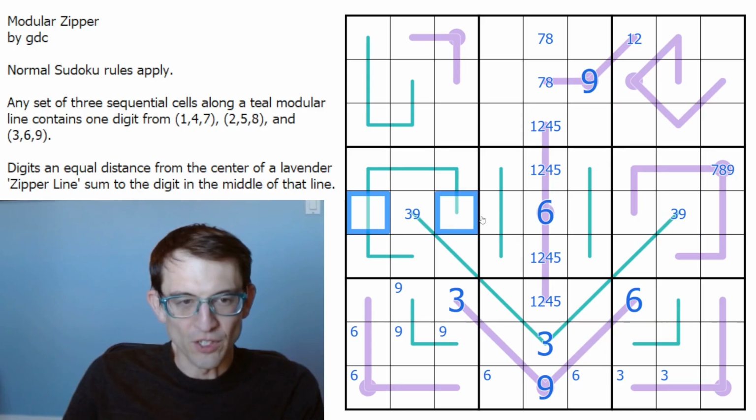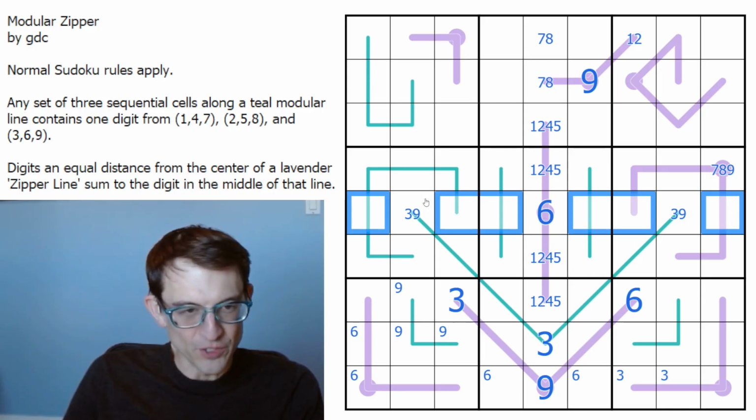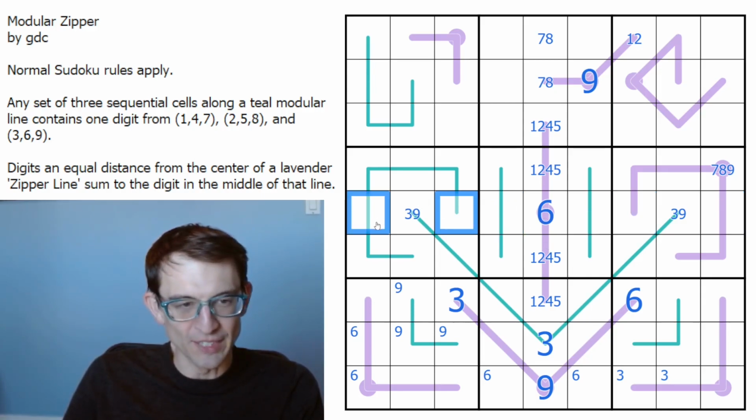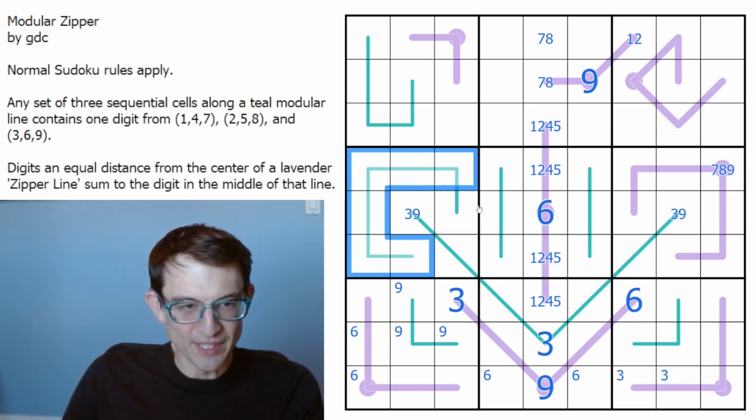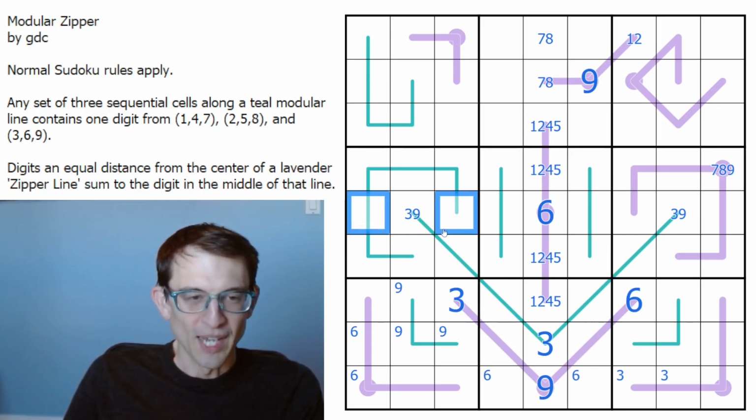So these are all kind of the 1 group and the 2 group. The 1 group meaning the digits 1, 4, 7, and the 2 group meaning 2, 5, 8. Oh, but these are actually different. So I know where the 3, 6, 9 group is on this line now. Because these are different, and one's the 1 group and one's the 2 group, I know the 3 group is the one that doesn't touch either of them.